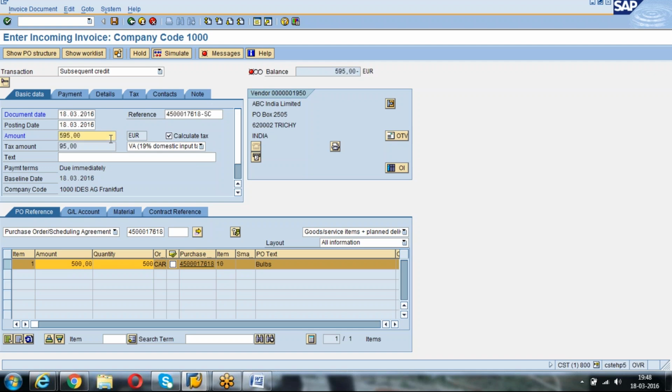The overall process will be similar, but the accounting entries will be different, and according to the selection of subsequent credit and debit, your accounting entries will be changing, the debit and credit, everything. Okay, now simulate.